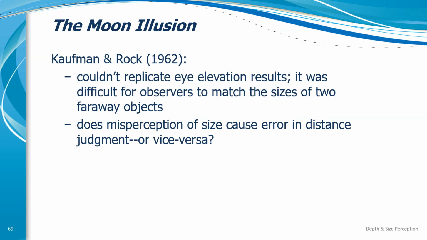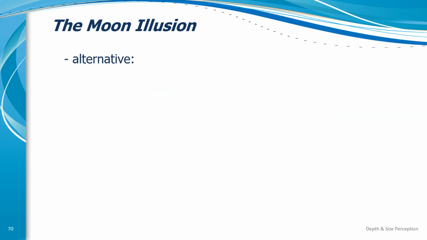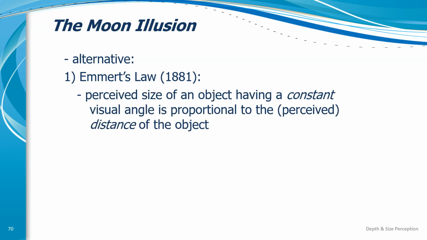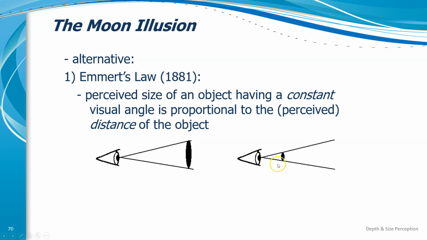Well, Kaufman and Rock proposed an alternative that is based on two components. The first component is Emmert's law, which dates back to 1881. Emmert's law, you know what? I already showed it to you. What? No, you didn't. Yes, I did. I just didn't call it Emmert's law. Again, this is something that applies when we're looking at an object that has a constant visual angle. Like the moon, it has a constant visual angle. But if we believe the moon to be farther away, we will perceive it to be bigger. If we believe it to be closer, we will perceive it as smaller.